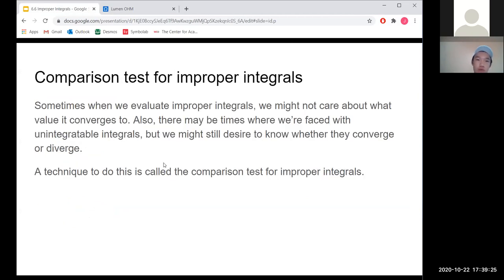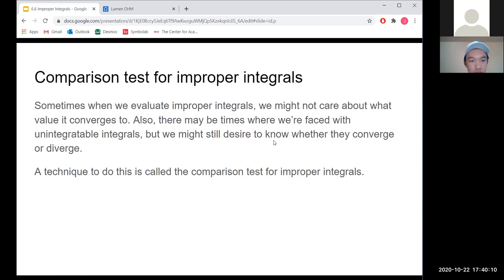Now we're going to go over the comparison test for improper integrals. Let's just read the slide. Sometimes when we evaluate improper integrals, we might not care about what value it converges to. For previous examples, we got a value for the integral, so we said it converges to 0 or something like that. But sometimes we'll just say it converges. Also, there may be times where we are faced with unintegratable integrals, but we still might desire to know whether they converge or diverge.